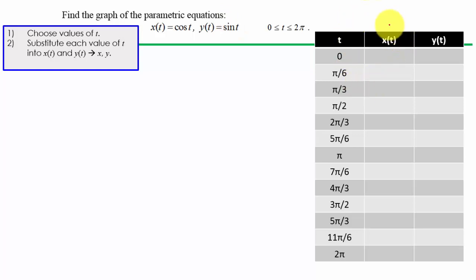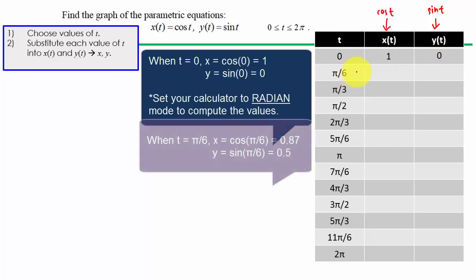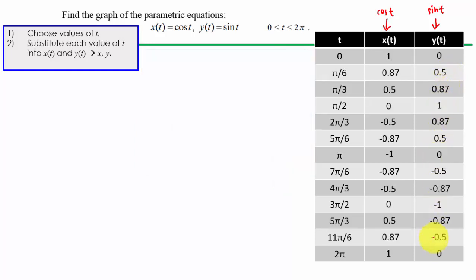Now in this table, in the second column, x represents the equation cosine t. In the third column, y represents the equation sine t. So let us now put each of these values of t into our equation to find x and y. So when t equals 0, x is equal to 1, y is equal to 0. When t equals pi over 6, x is equal to 0.87, y is equal to 0.5. And we do this for each value of t until we complete filling up our table.